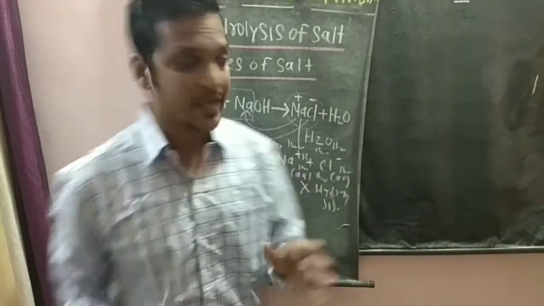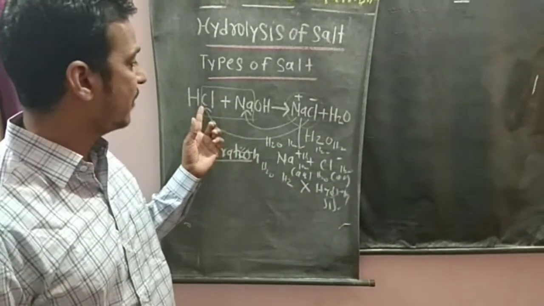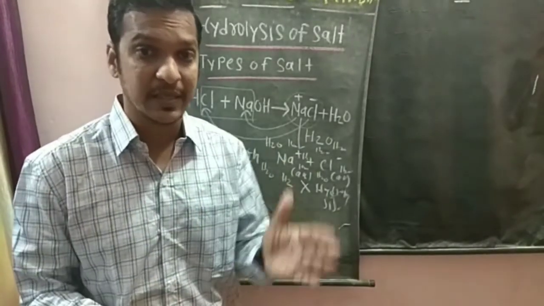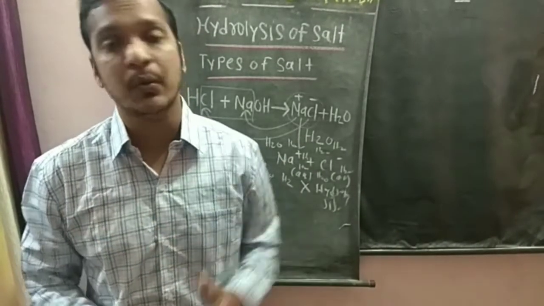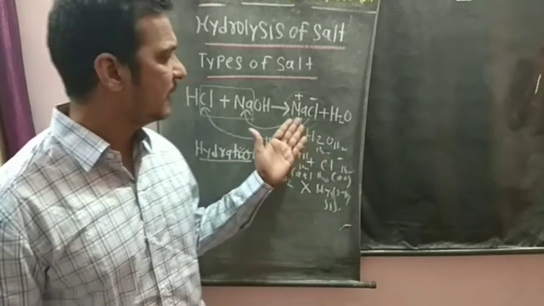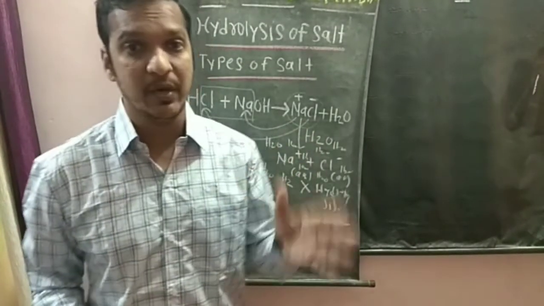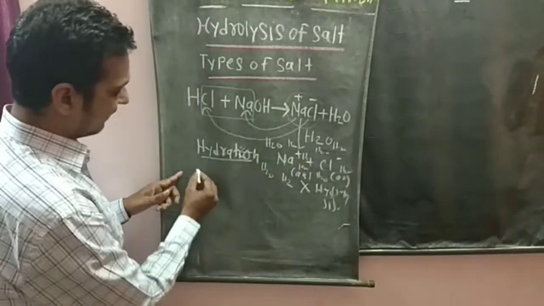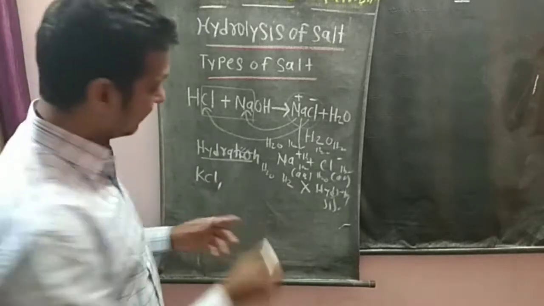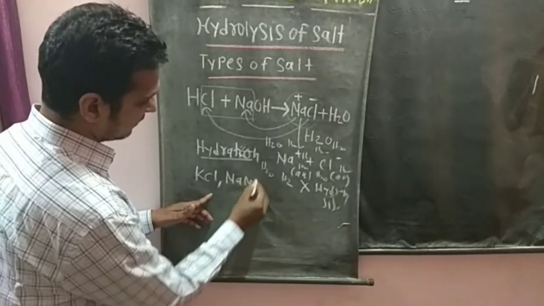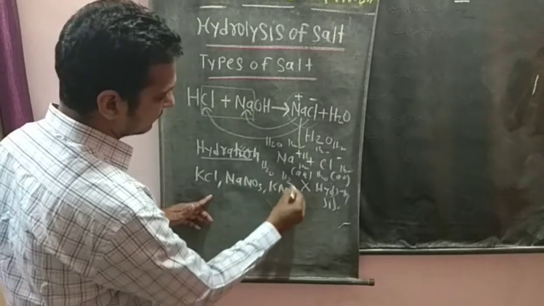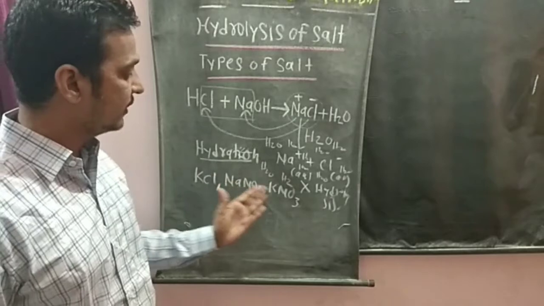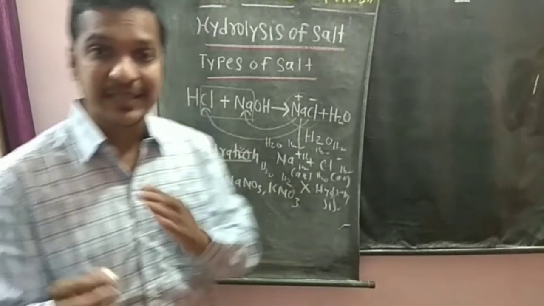Why does it not take place? Because NaCl is made up of a strong acid and a strong base. And any salt, NaCl or any salt which is made by a strong acid and a strong base, does not undergo a hydrolysis reaction. For example, NaCl. We have other examples of salts made up of a strong acid and a strong base which do not undergo hydrolysis, such as KCl. Another example, NaNO3, KNO3, Na2SO4, sodium sulfate.